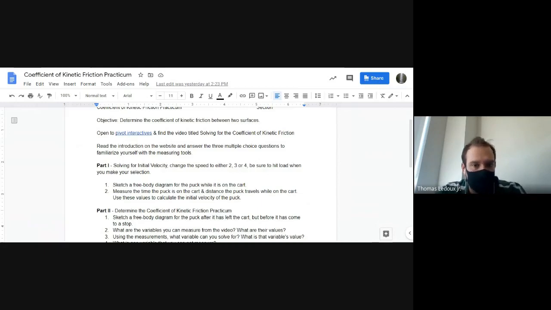Low coefficients of friction would be when you're walking on ice. Ice is a very slippery surface. It has a very low coefficient of friction. I won't get into any more of it than just that for right now. My students know a little bit more about the coefficient of friction.